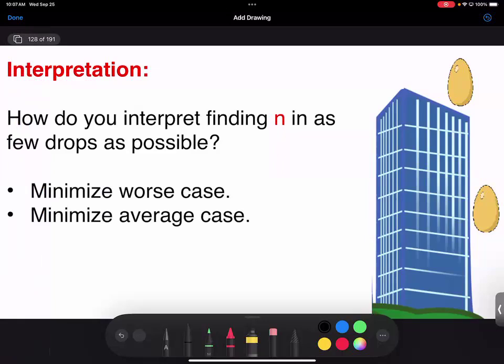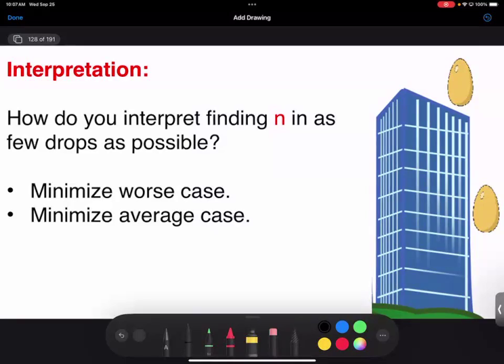So when you're looking at a lot of computer algorithms, what are you trying to minimize? Are you trying to minimize the worst case, or the average case? Normally, we try to minimize the worst case, but for a lot of problems, that may be a very bad decision. If the worst case happens so rarely, I might be willing to risk it to have a much better average runtime.